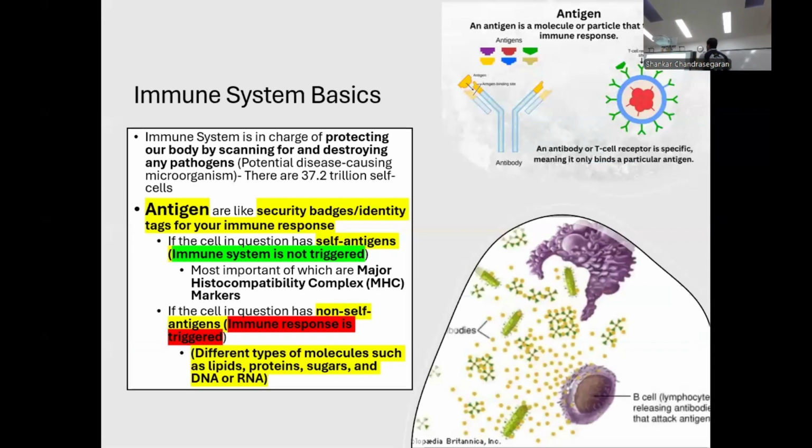So let's get into the basics of the immune system. So, what is the immune system? It is the system in charge of your body's defense against any pathogens that try to infect and cause a disease for you, right? There are heaps of potentially disease-causing pathogens that can infect your body, and that means that your body needs to be able to identify these cells without any issues as well.